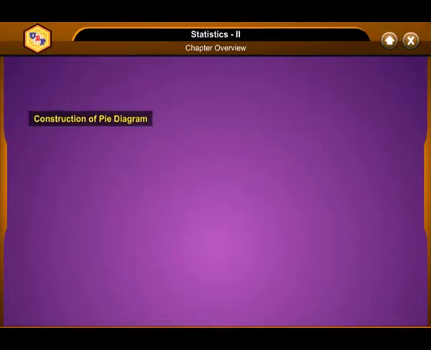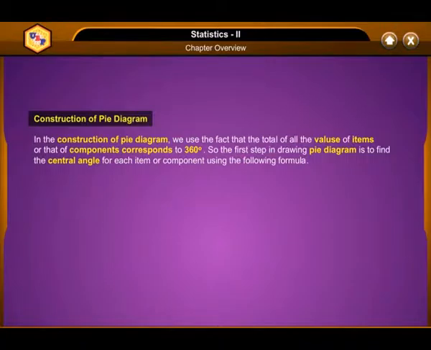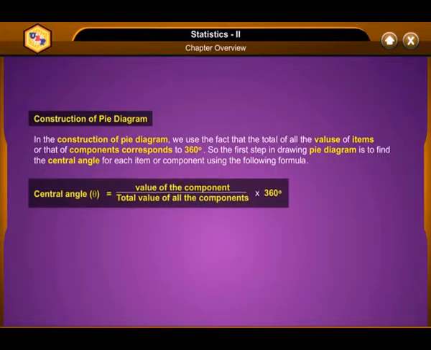Construction of a pie diagram. In the construction of a pie diagram, we use the fact that the total of all the values of items or components corresponds to 360 degrees. So, the first step in drawing a pie diagram is to find the central angle for each item or component using the following formula. Central angle is equal to the value of the component upon the total value of all components, multiplied by 360 degrees.